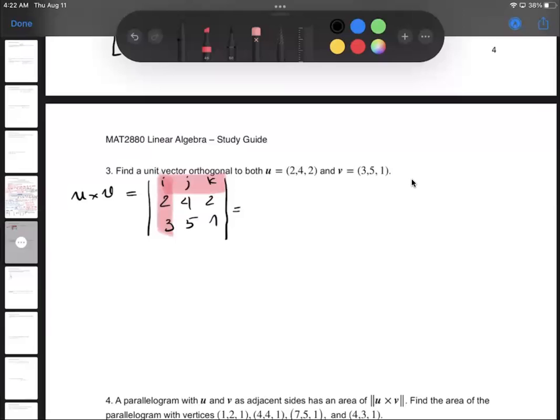Now for the scalar, I want to prove that T of c times (x, y) equals T of (cx, cy). So let me start out with the right-hand side first.